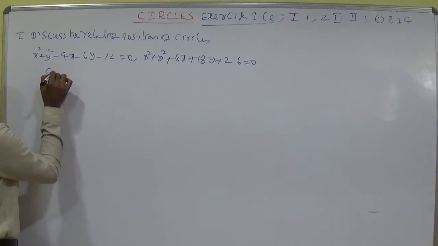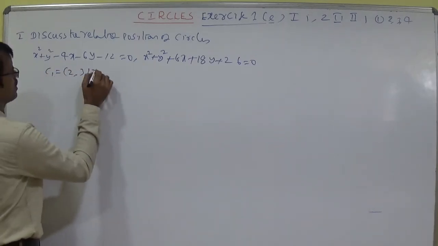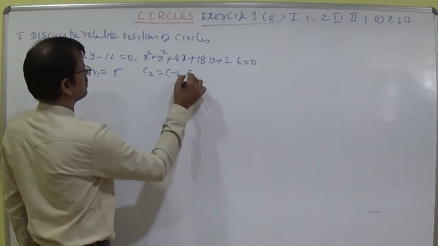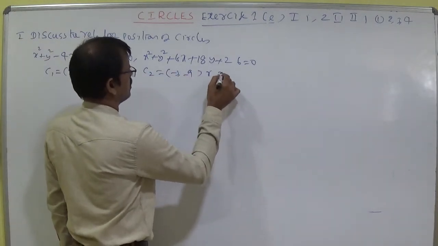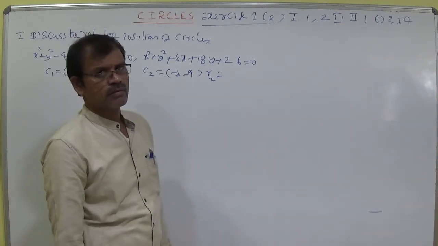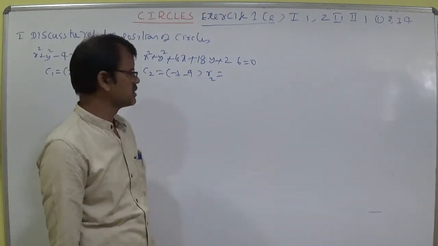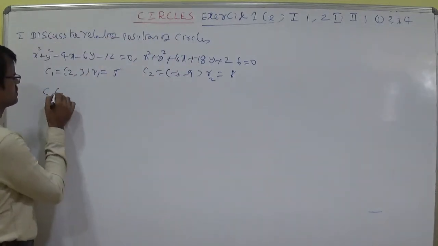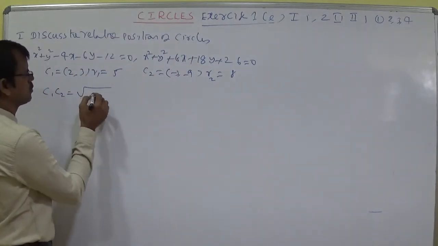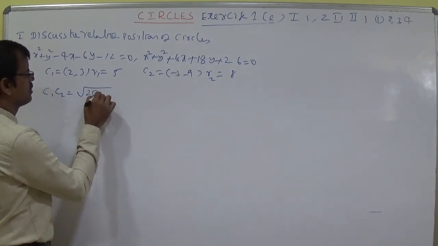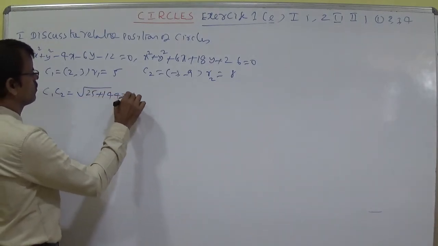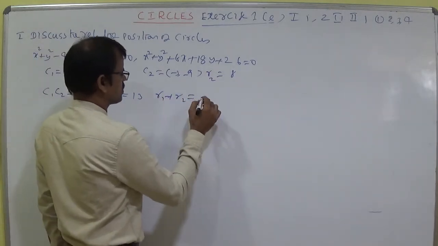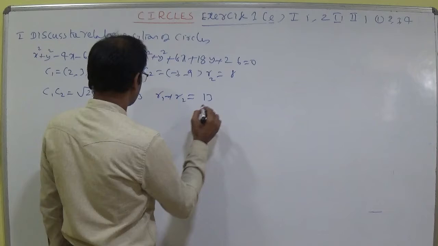Simply you write here C1 is equal to 2, 3 and R1 equal to 5. Here you write C2 is equal to minus 3, minus 9 and R2 equal to root of 9 plus 81, 90, 90 minus 26, 64, root 64 is 8. Now calculate C1 C2, the distance between these: 2 plus 3 whole square, it is 25; 3 plus 9 whole square, it is 144. So it is 13. Now you write R1 plus R2, which is 5 plus 8 equal to 13.